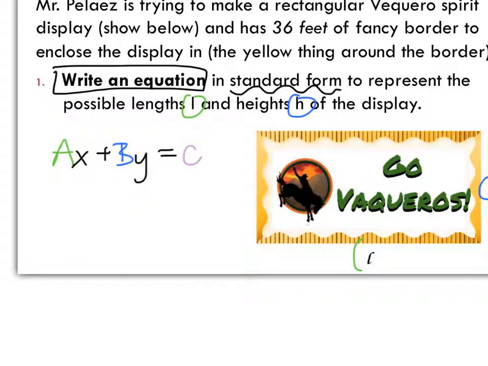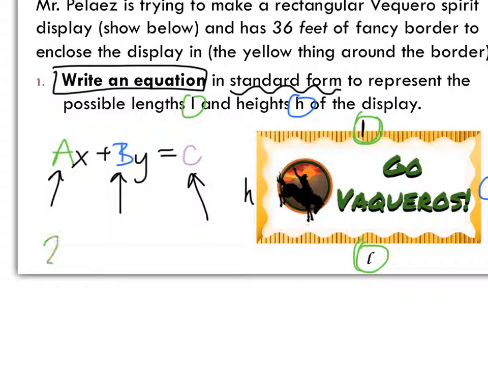Alright, so now that we have an idea of what we need to do, here's the next hint. Let's have A be one of our terms, one of our objects, whatever we're talking about. Let's have B be the next thing. Let's have C be the total. The way I think about it is you want A to be, for example, the length. And this is the tricky part because you have two lengths. You have the one down here and you have the one up here. So you actually have an L over here and an H over here.